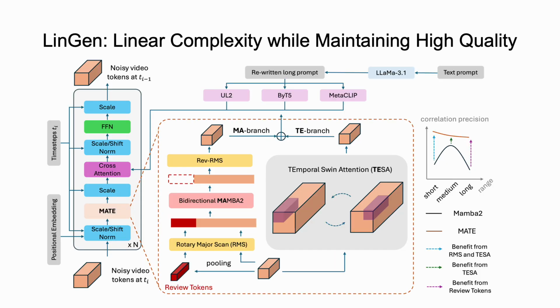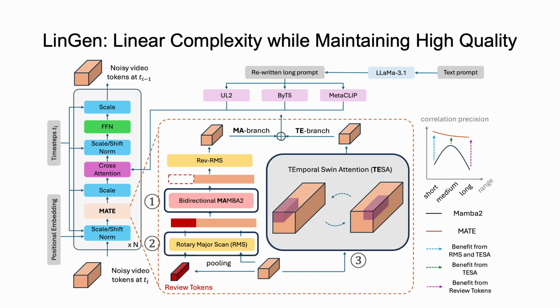Let's take a look at the overview of our proposed LinGen framework. We maintained all the other parts of the diffusion transformer unchanged, but replaced the self-attention layer with our proposed MATE layer. The MATE layer is composed of the MA branch and the TE branch. In the next slides, I will walk you through the bidirectional Mamba2 module, our proposed rotary major scan, temporal swin attention, and the review tokens which enhance extremely long-range correlations.